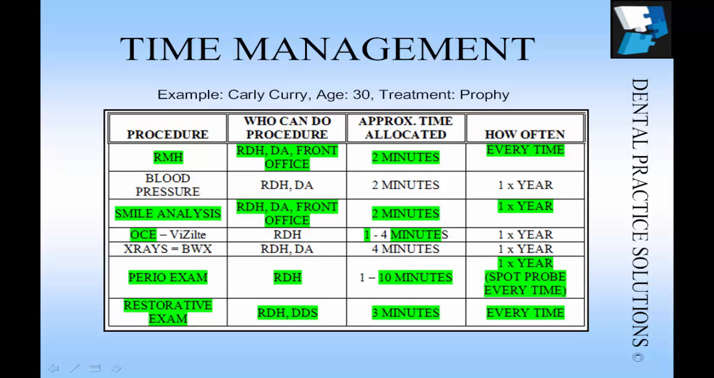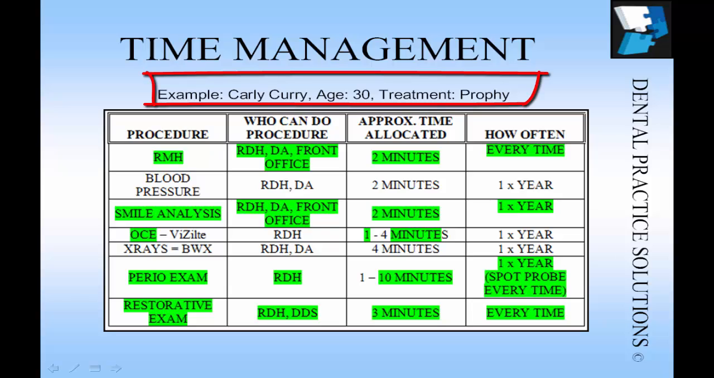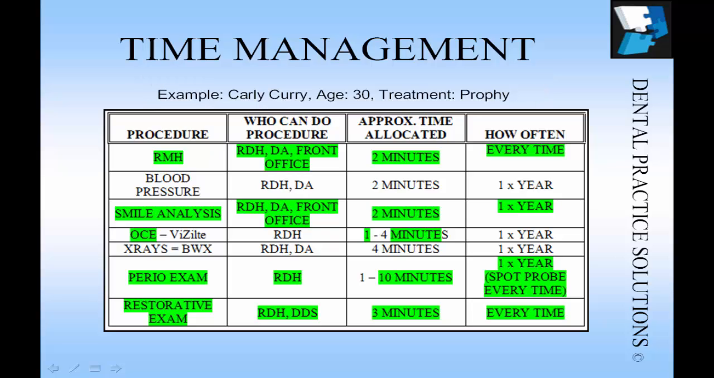So let me walk you through. This is an example that I put together. It's Carly Curry. She's 30 years old, and she's a healthy patient coming in for a prophylaxis. Some of you are seeing these types of patients throughout the day. 2, 4, 6 of these types of patients come in. So you're reviewing the medical history. Takes a few minutes. Now today, on this appointment, she did not get her blood pressure taken, but we did a smile analysis. She completed it at the front desk when she checked in with the iPad.